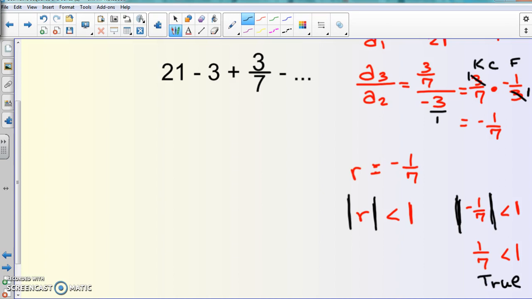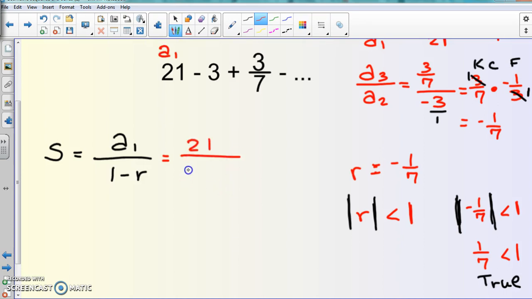So that means since that is true, now we can do the problem. We can do this formula. Let's do this better. 1 minus r. Sorry. 1 minus r. All right, so now what we do is substitute the values in and we're done. And simplify it down and all that good stuff. So we know A1 is 21. We know here r is negative 1/7. It's the negative 1.